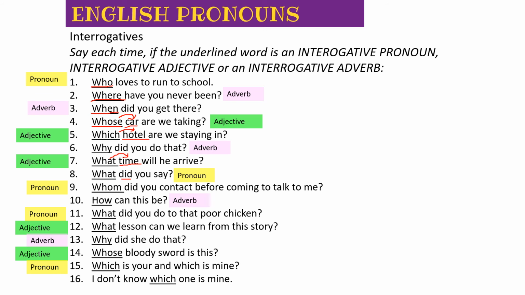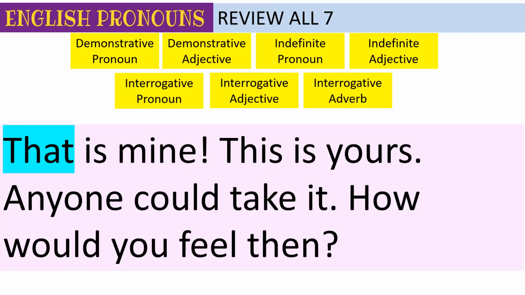Okay, so let's review this with a few examples. So we have here demonstrative pronoun, demonstrative adjective, indefinite pronoun, indefinite adjective, interrogative pronoun, interrogative adjective, and interrogative adverb. And that's a little tricky, right? But please remember that these two, the demonstratives, will always be those four words, right? This, these, that, those. Okay, simple.